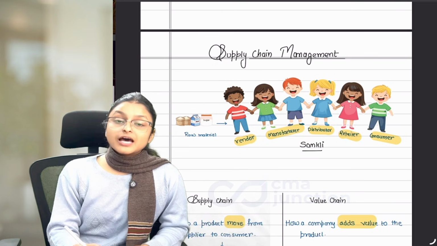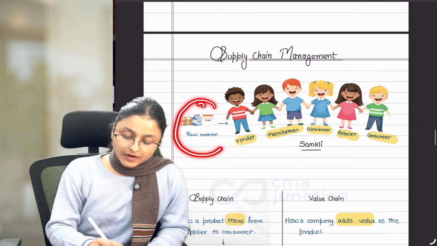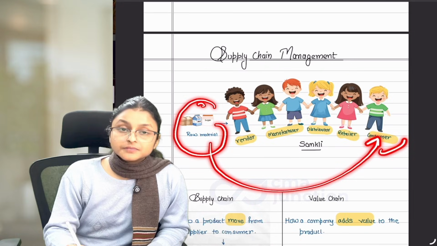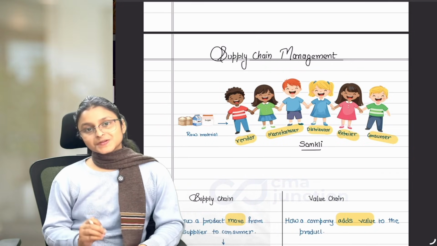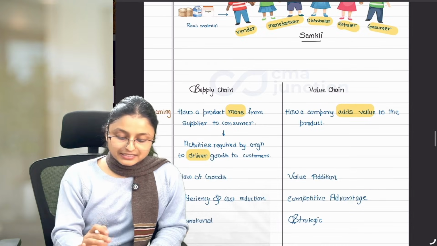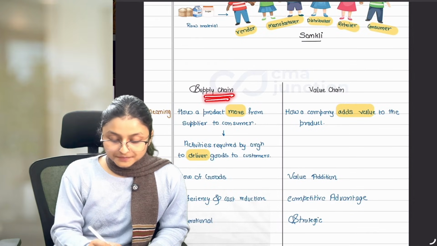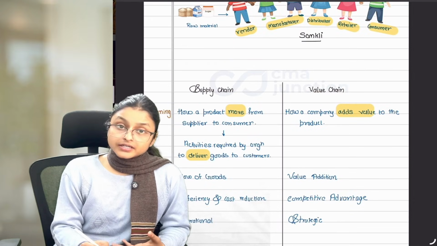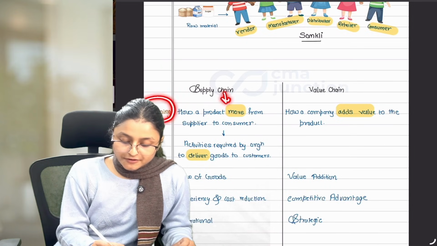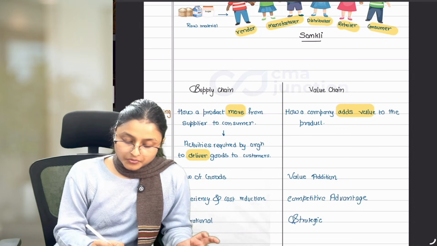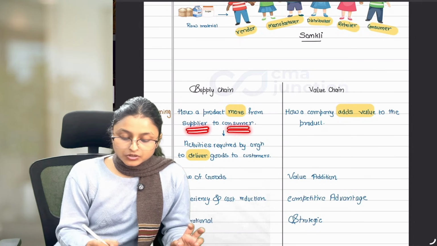In supply chain, our main focus is to provide the final product to the customer as early as possible, as cheaply as possible. Now, let's see the difference between both of them. Supply chain, value chain. We have already understood it. So, what is the meaning?